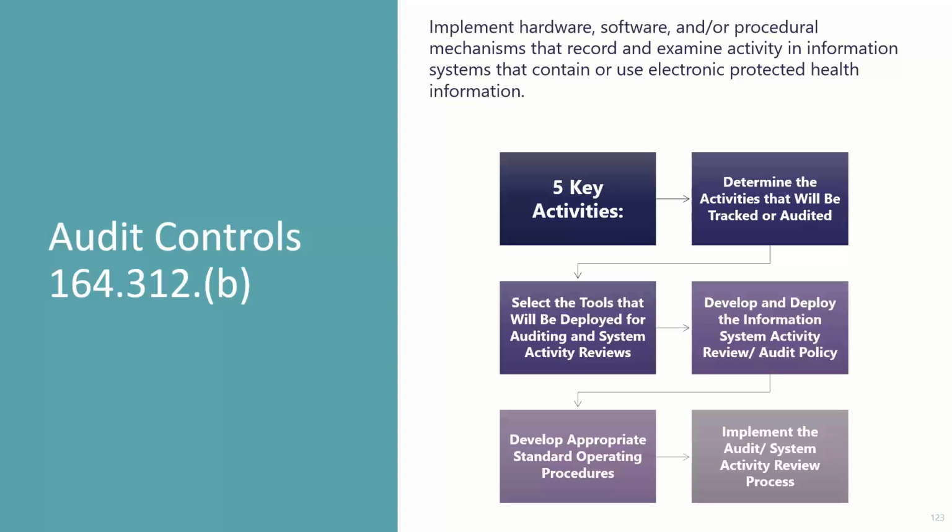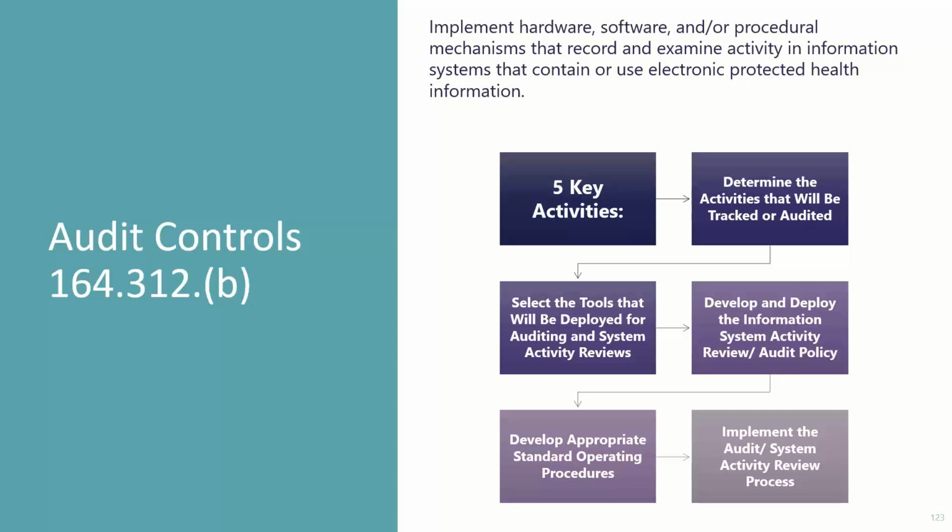Audit controls is implement hardware, software, and/or procedural mechanisms that record and examine the activity in the information system that contain or use protected health information. Where did we see this before? We saw this in the administrative as well. And we know that with the audit controls, this is where Anthem failed. So we want to always determine what activities will be tracked or audited. When any information is leaving, and like with Anthem and it went to unknown IP addresses, we always need to know that. But we also want to be able to track anything that has protected health information to it.